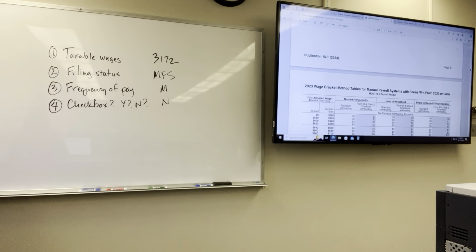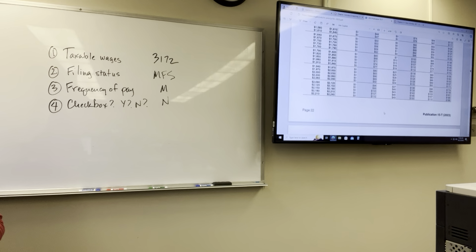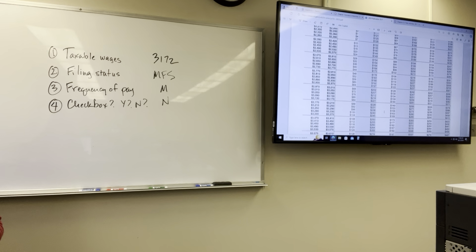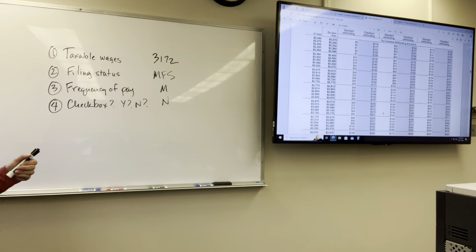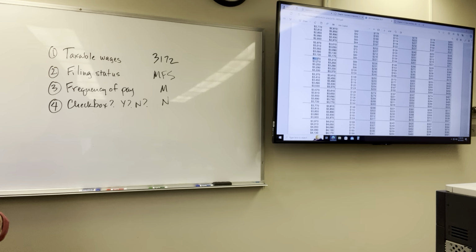I'll do the first one here with you. So we're going to have to find the monthly table, which we've got up here. Locate the adjusted wage amount. So $31.72, which is going to fall between $31.70 and $32.10.